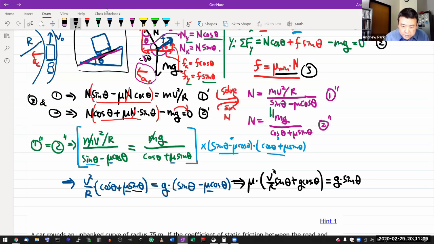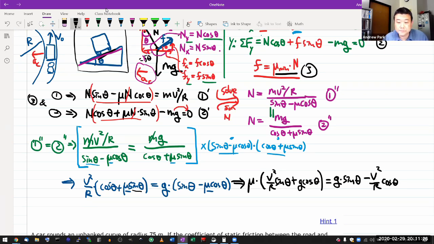Oh, wait. g stays there. Minus v squared over r cosine theta.